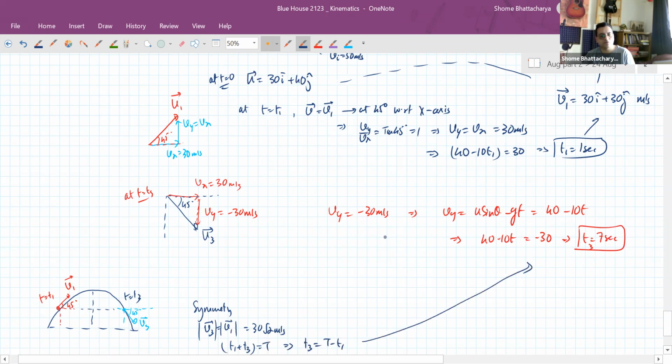And of course, V3 in terms of a vector is 30 i cap minus 30 j cap. So the magnitude of V3 is 30. So that's why I told you always that for advanced type of questions, the symmetry is something which is very useful to keep in mind. The symmetry of the ascending part of the motion and the descending part of the motion. It makes a lot of things quite simple.